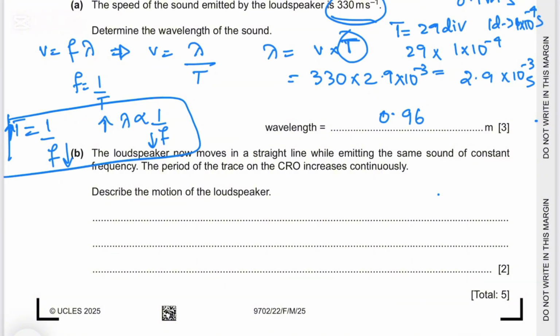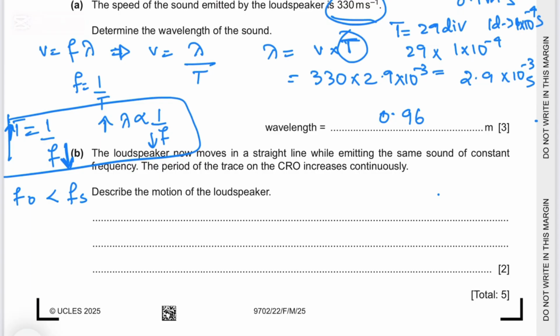We know from Doppler's effect that observed frequency is less than the source frequency when the source moves away from the observer, which is exactly what's happening over here. The frequency is decreasing. In other words, the observed frequency is less than the source frequency. That means in this case, the loudspeaker must be moving away from the microphone to result in a lower frequency.